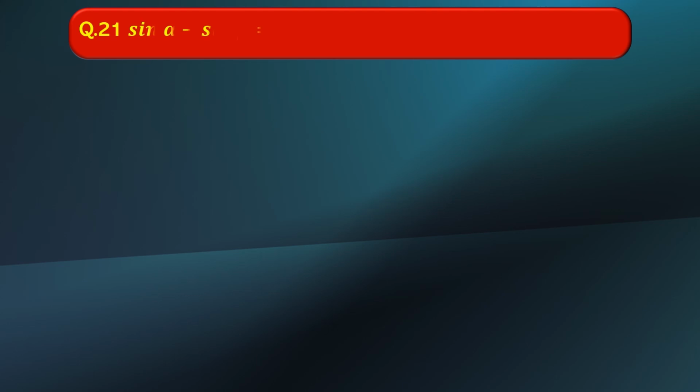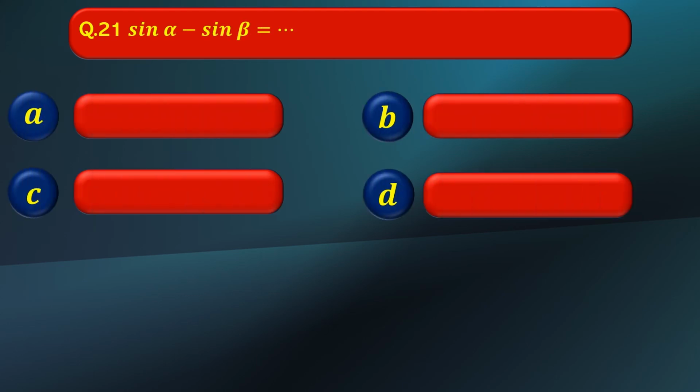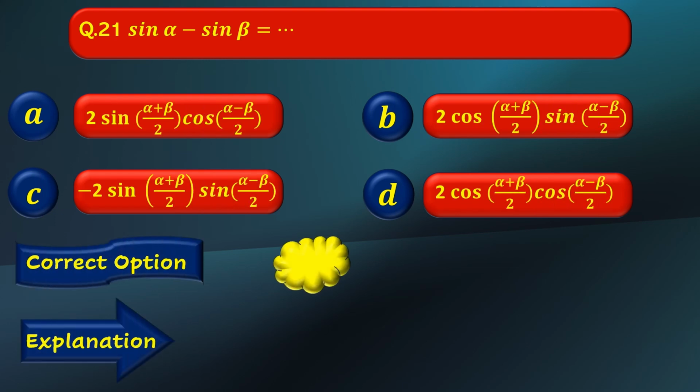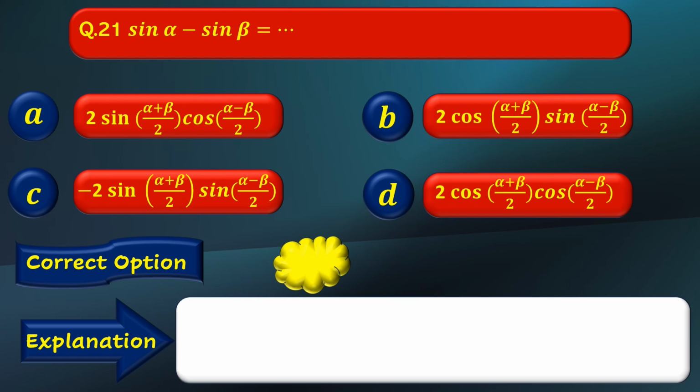Question number 21. Sine of alpha minus sine of beta. And the options are. Let's find out which one is the correct option. But before that, let's explain it. According to the trigonometric identity, sine of alpha minus sine of beta is equal to 2 cos of (alpha plus beta) by 2 into sine of (alpha minus beta) by 2. Therefore, correct option is option B.